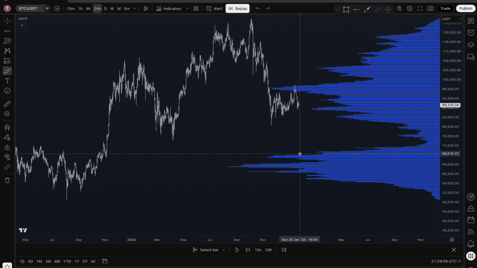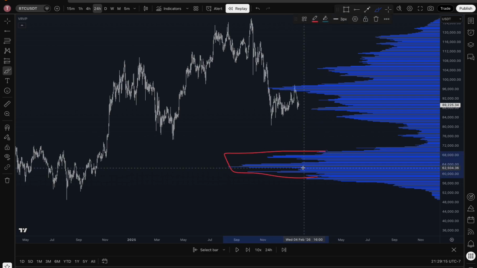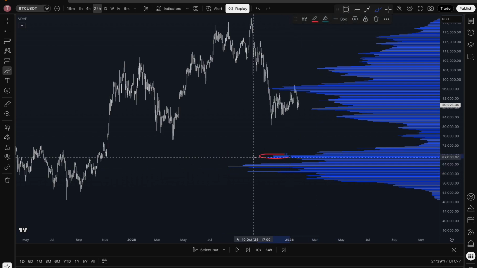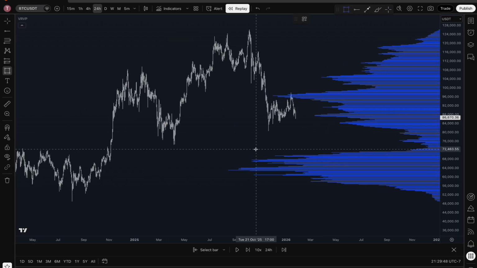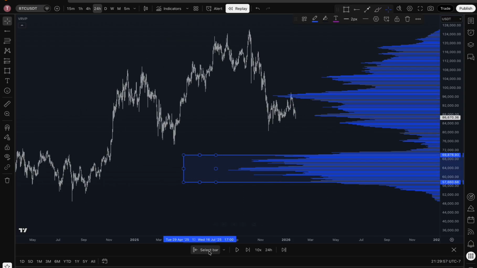And then me personally, inside of the big volume node, I like to look at these clusters as potential entries. So I'd be looking to buy maybe around 63,000 or so. All right, so let me mark the area that I'm looking for right here.